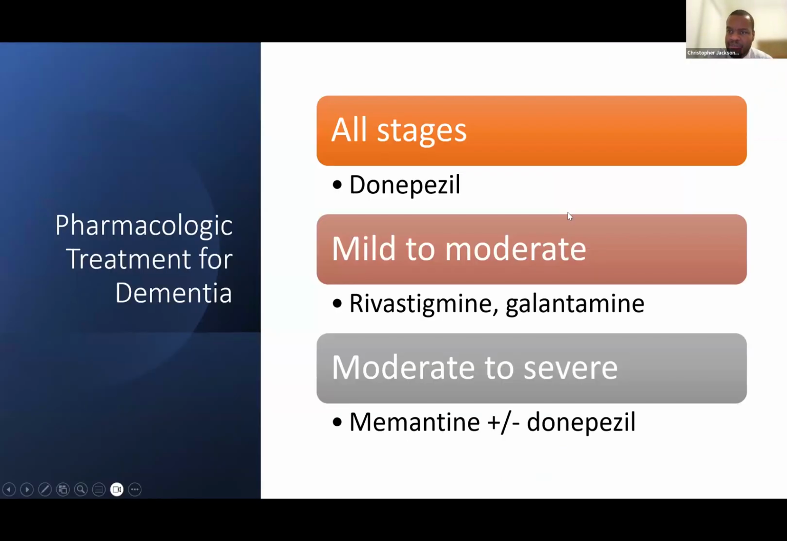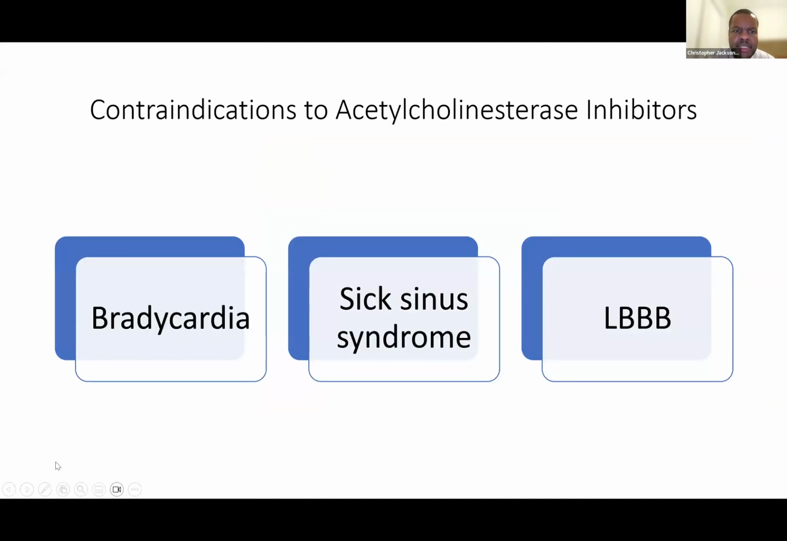So if I simplified it just a little bit, for pharmacologic treatment at all stages, you can use donepezil. From mild to moderate, you can use rivastigmine, galantamine. From moderate to severe, you can use memantine and donepezil. Now, there are contraindications to acetylcholinesterase inhibitors.